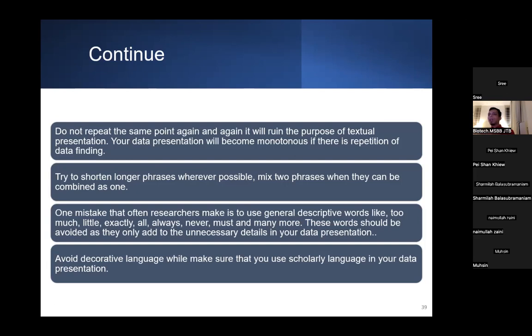Or sometimes the information needs to be combined, so you need to combine it. One mistake that researchers often make is to use general descriptive words like too much, little, exactly, all, always, never, must, and many more. You must try to avoid these kinds of statements as much as possible. For example, when you mention that the products that you produce is very high, you must come up with the value. What is very high?